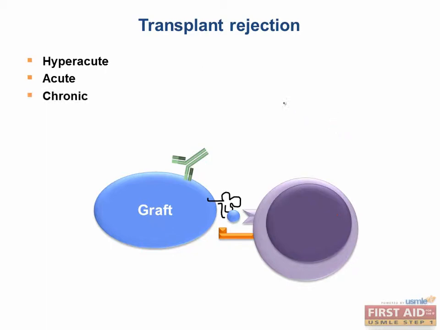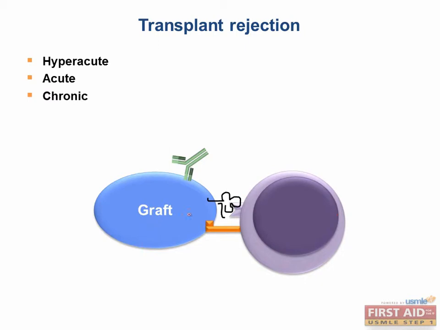Third type of transplant rejection is chronic. And this is actually due to the T cells thinking that the foreign MHC receptors are actually self-MHCs presenting foreign antigens. So they attack the graft by that means, and this is not reversible. That's chronic rejection. It occurs months to years later.